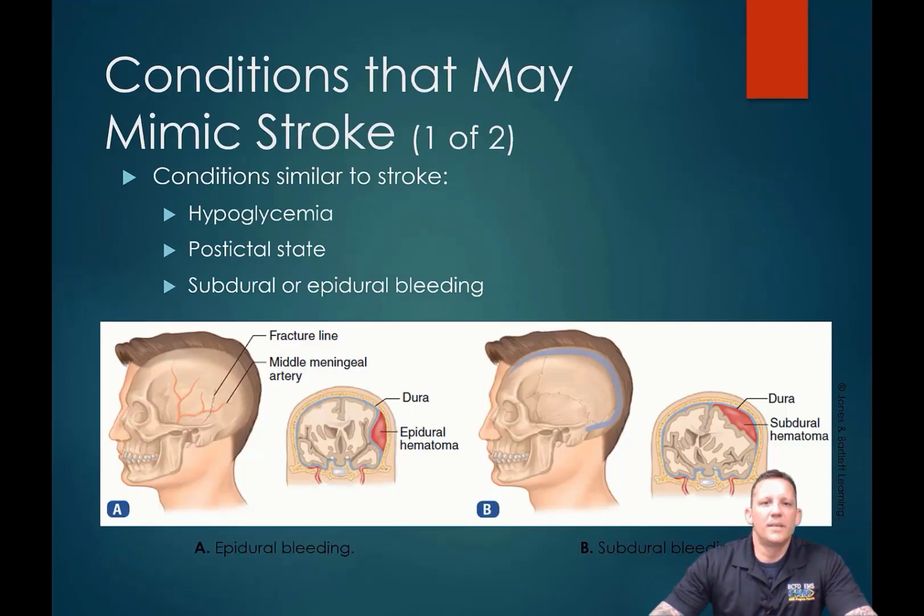So there are a few conditions that may mimic stroke, and that's hypoglycemia, a postictal state, or a subdural or epidural bleed. And the epidural or subdural bleeding is putting pressure on the brain, right? That's most often dealt with in the hospitals by creating some kind of a shunt. They'll vent the cranial cavity to allow blood to evacuate itself due to pressure.